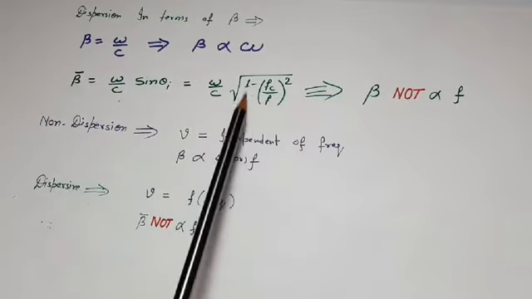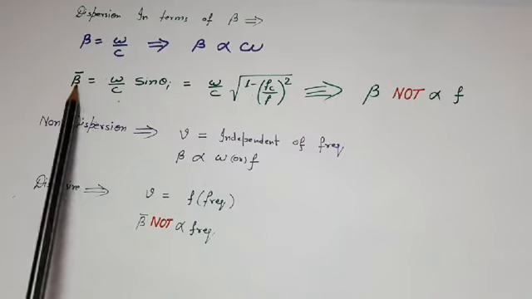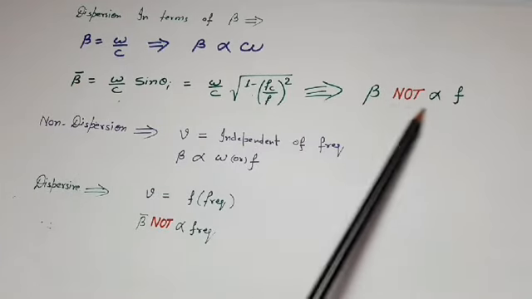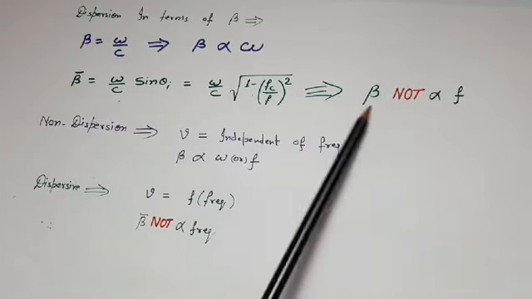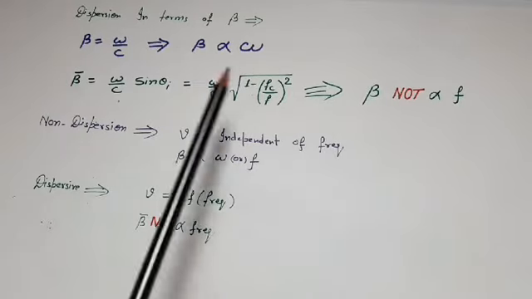Therefore in waveguide propagation the phase constant is not directly proportional to frequency. In fact it has some other function of frequency. This is also a symptom of dispersion phenomena.